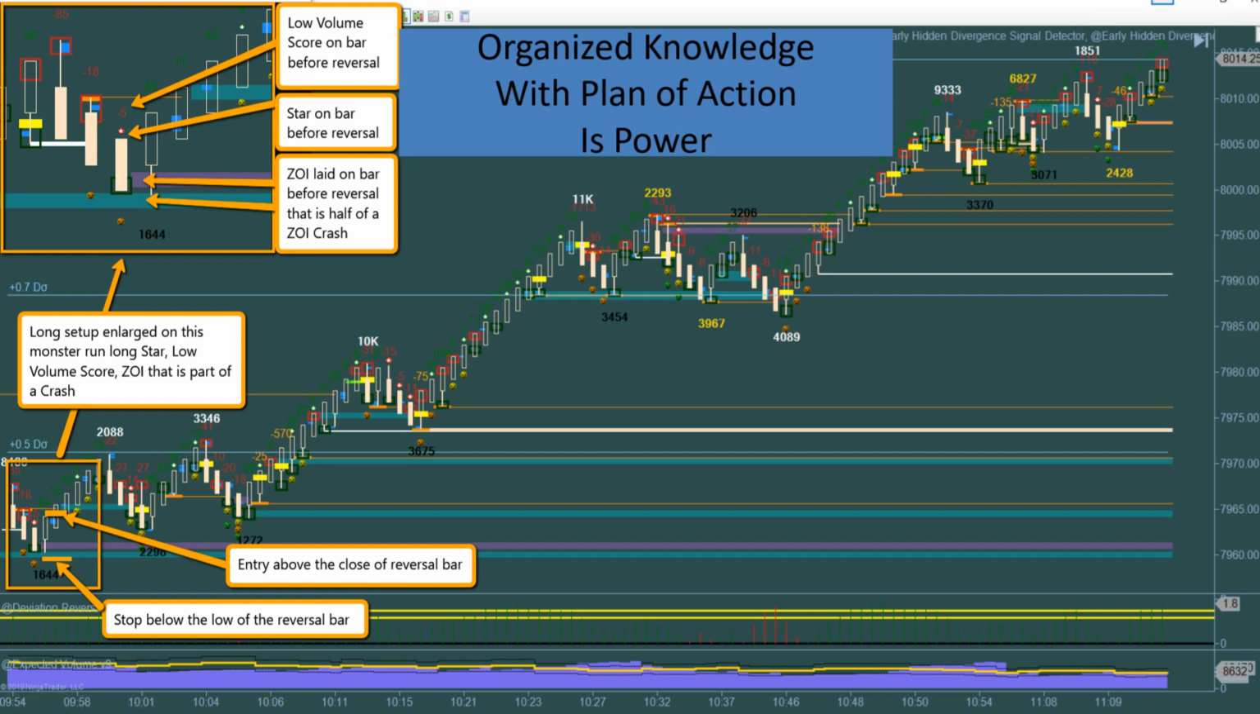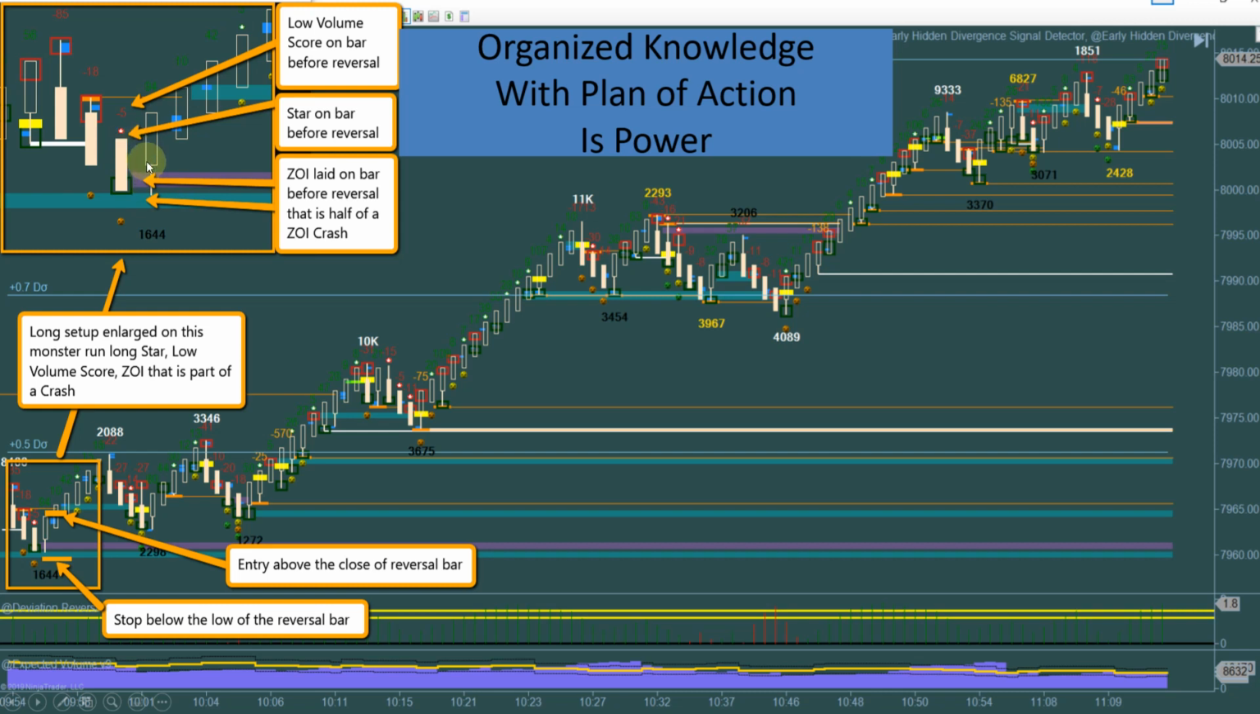I just asked Lori to pull me an example of this one setup. When she did, I looked at it, and I'm like, oh my gosh. So let's check this out. One of the trades we got is what's called a star with a low volume score, which is a number under 13, with a zone of interest, which is one of these teal or purple levels, or with a crash, makes it even stronger.